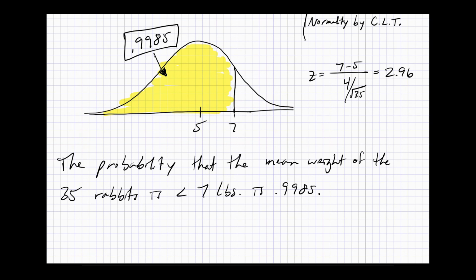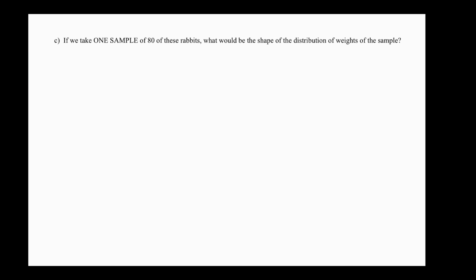Last two. If we were to take one sample of 80 of these same rabbits, so now we're raising it to 80, what would the shape of the distribution of weights look like? Roughly normal. Why roughly normal? Because our sample size is bigger than 30, we would assume it would be normal or approximately normal.